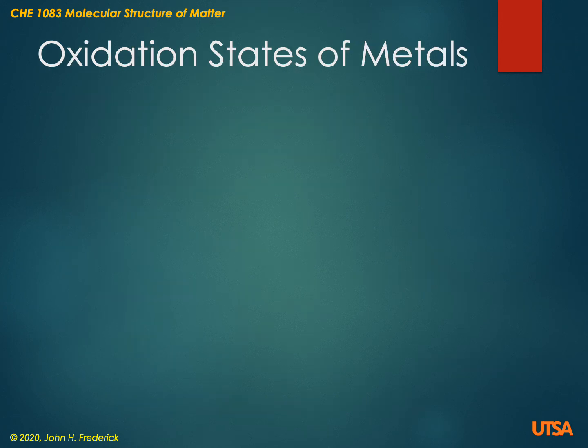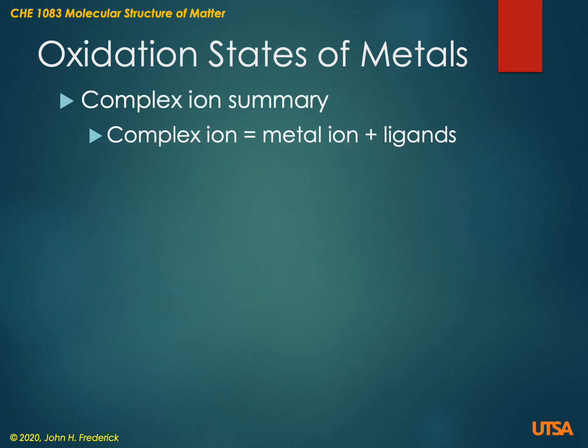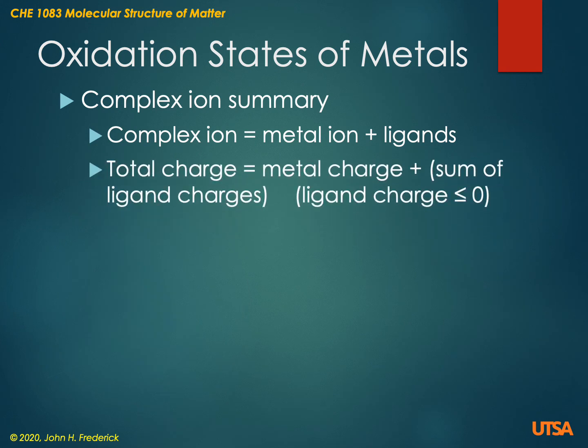Now let's talk about some of the oxidation states of metals that are in these complex ions. A complex ion is a metal ion plus ligands. But the ligands also can be charged. As we've seen, certain negative ions can be good ligands. So the total charge on the complex ion is going to be a combination of the charge on the metal plus the sum of the ligand charges.